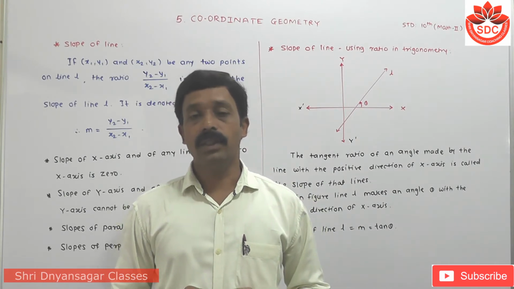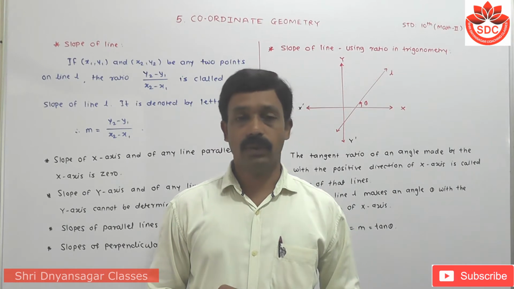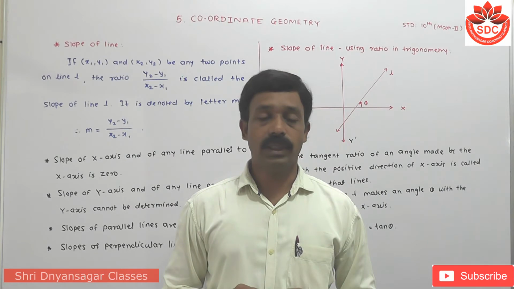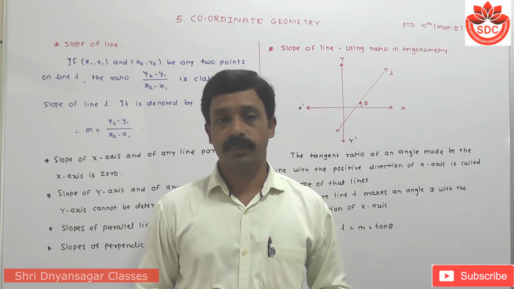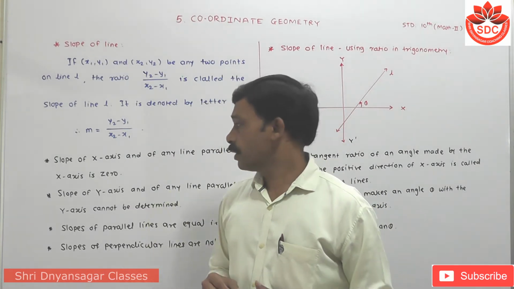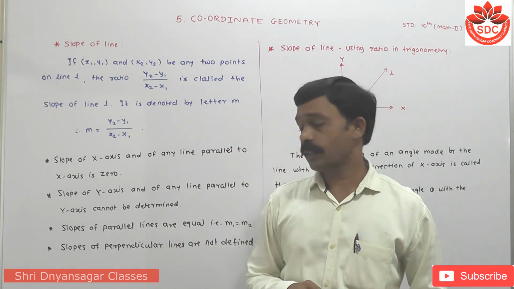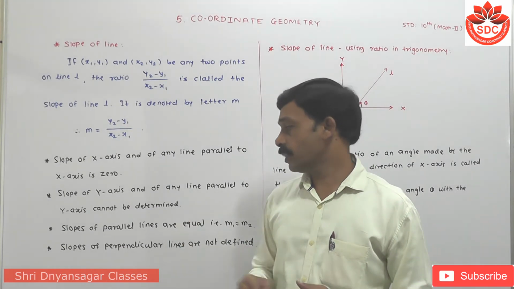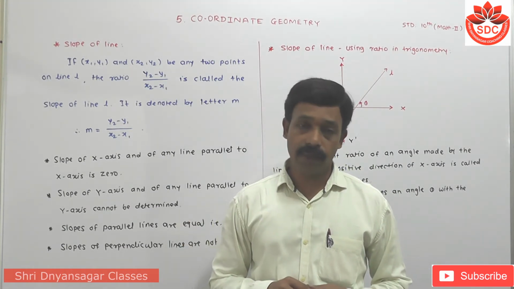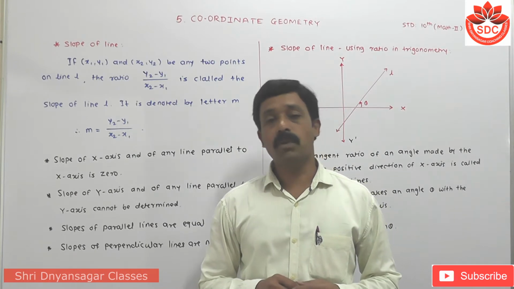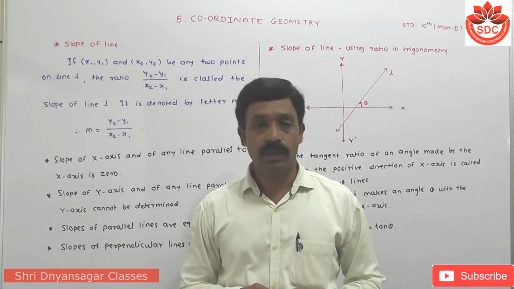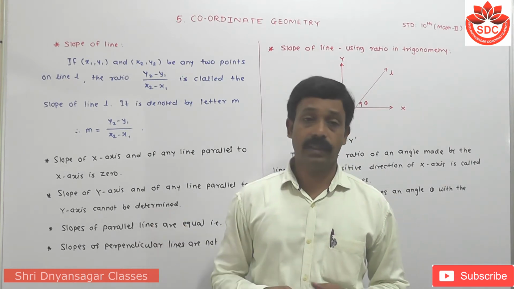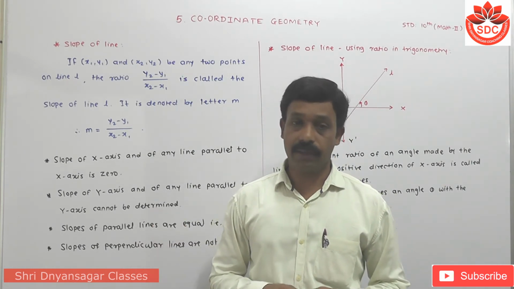Students, this is a very important formula. We will solve many examples using it. The slope of a line is denoted by m. Then we discuss that the slope of the x-axis is 0. The slope of the y-axis cannot be determined or defined. Slopes of parallel lines are equal. Slope of the y-axis, which is perpendicular, is not defined here.